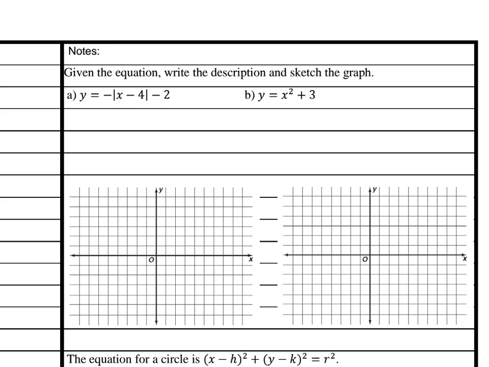Given the equation, write the description and sketch the graph. In this first one, we see the absolute value bars, and then there's a negative out front right here, which tells us it's going to flip over the x. So we can write that, flip over x-axis. Next, we see a minus 4 on the inside. That tells us that we will go right 4.